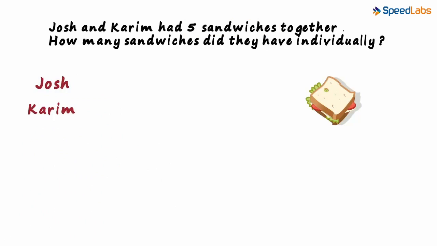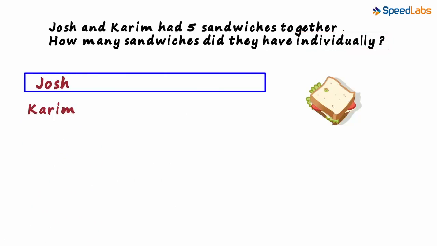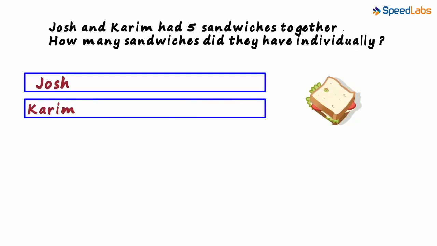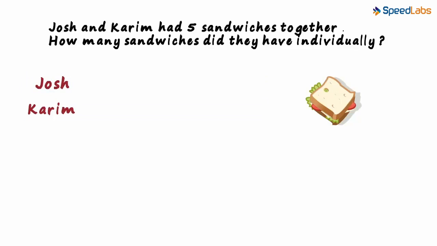Let us understand the different combinations of sandwiches they would have had individually. We can make 2 rows, one to represent the number of sandwiches Josh would have had and another to represent the number of sandwiches Kareem would have had. We can start off with a random guess. Maybe Josh had 1 and Kareem had 4. The total equals 5. Is this correct?